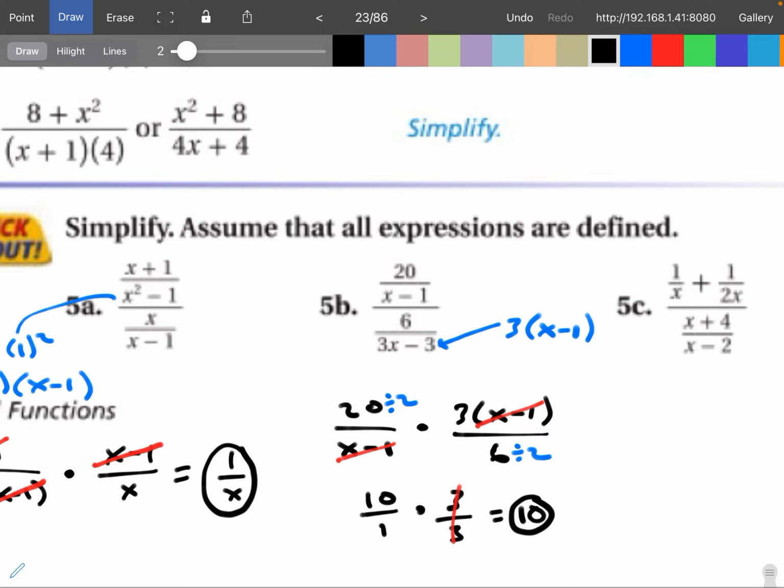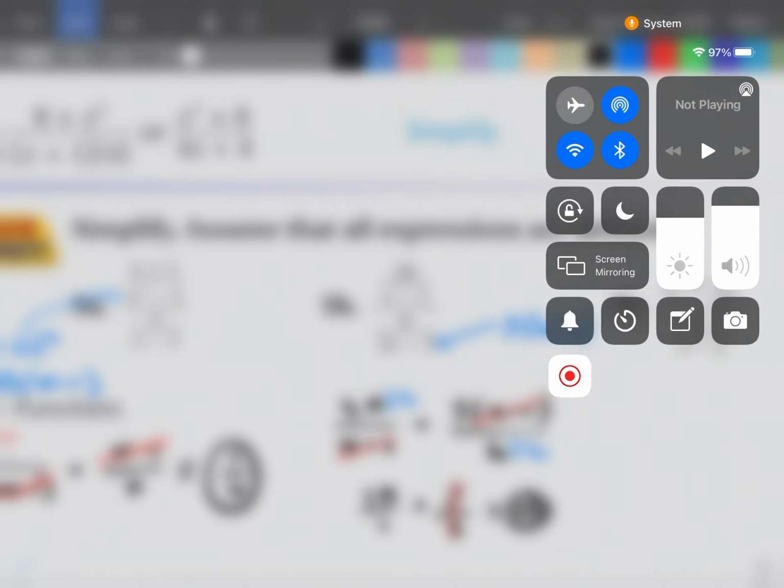And so that concludes the little mini lesson for today, and your assignment is to finish the bottom of that worksheet, okay? So let me stop my recording here before I forget.